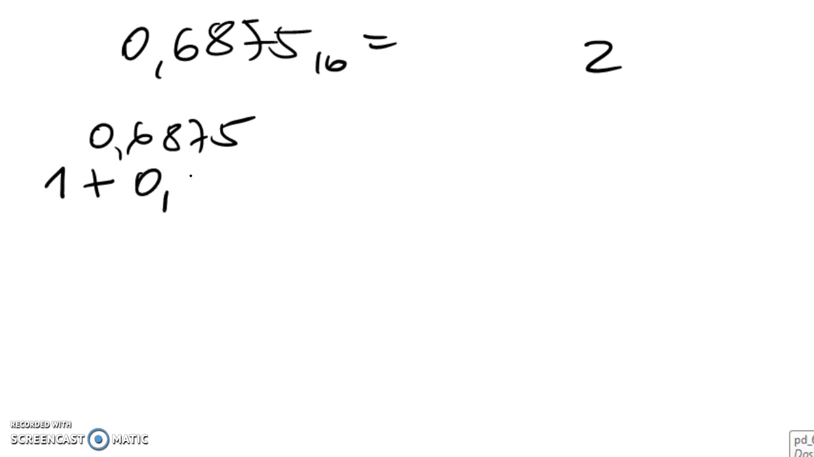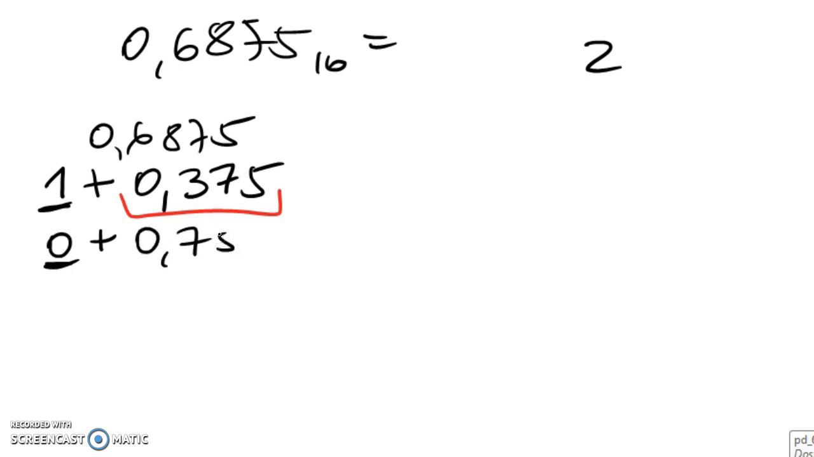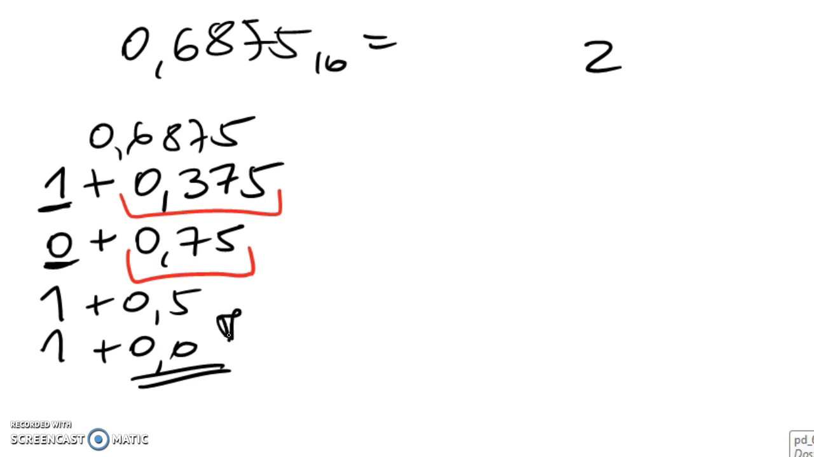It is 0.375. Okay, this was very important. And then you take this part, you don't need the integer part, and multiply by 2 again, and express the result in the same manner: integer plus fractional. And do the same again. It is a 1 plus 0.5. And again, it is a 1 plus 0.0, and this is a stop condition.